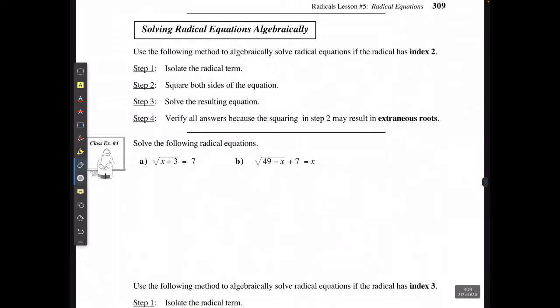So, the steps for solving these algebraically. First, isolate the radical. Please, please, please remember to isolate the radical. Otherwise, when you square it, you will not get rid of the radical, even though it looks like you might have. Square both sides of the equation, solve the equation, and then verify answers because you might have extraneous roots.